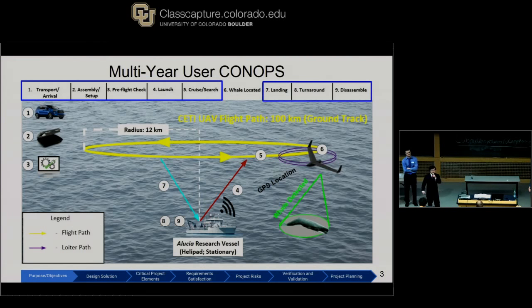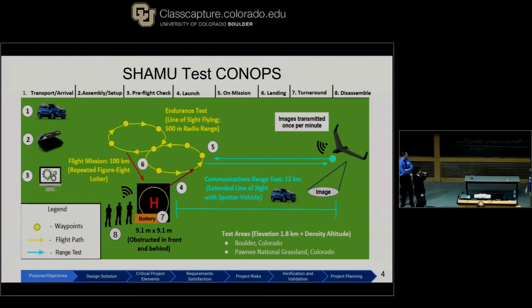This is the end-of-the-year or multi-year ConOps. This is what the end project is going to look like, but please notice we are only doing the objects listed here in blue, and we are not locating whales this semester. Instead, this is our ConOps. We'll be doing the same items as pointed out before: transport, assemble, flight checks, launch, mission, land, turnaround.